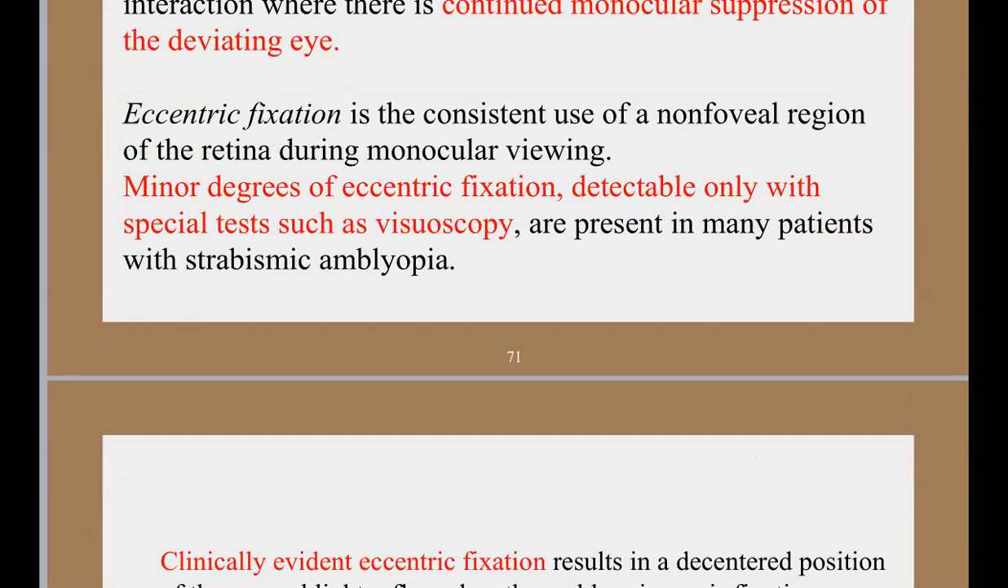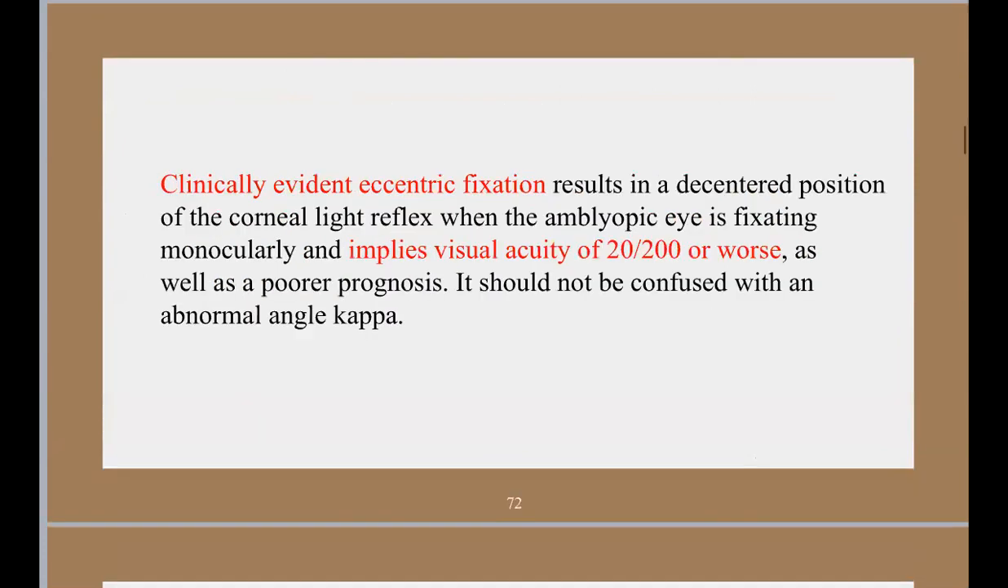This is normal. This eccentric fixation, if it is a small amount, will be detected using some devices like the visuoscope. But if it is clinically evident eccentric fixation, this will indicate that this patient has a very poor visual acuity, which is worse than 20/200. And this is a question in IDOCS questions. Clinically evident eccentric fixation means that the visual acuity is 20/200 or worse. This is an important one.